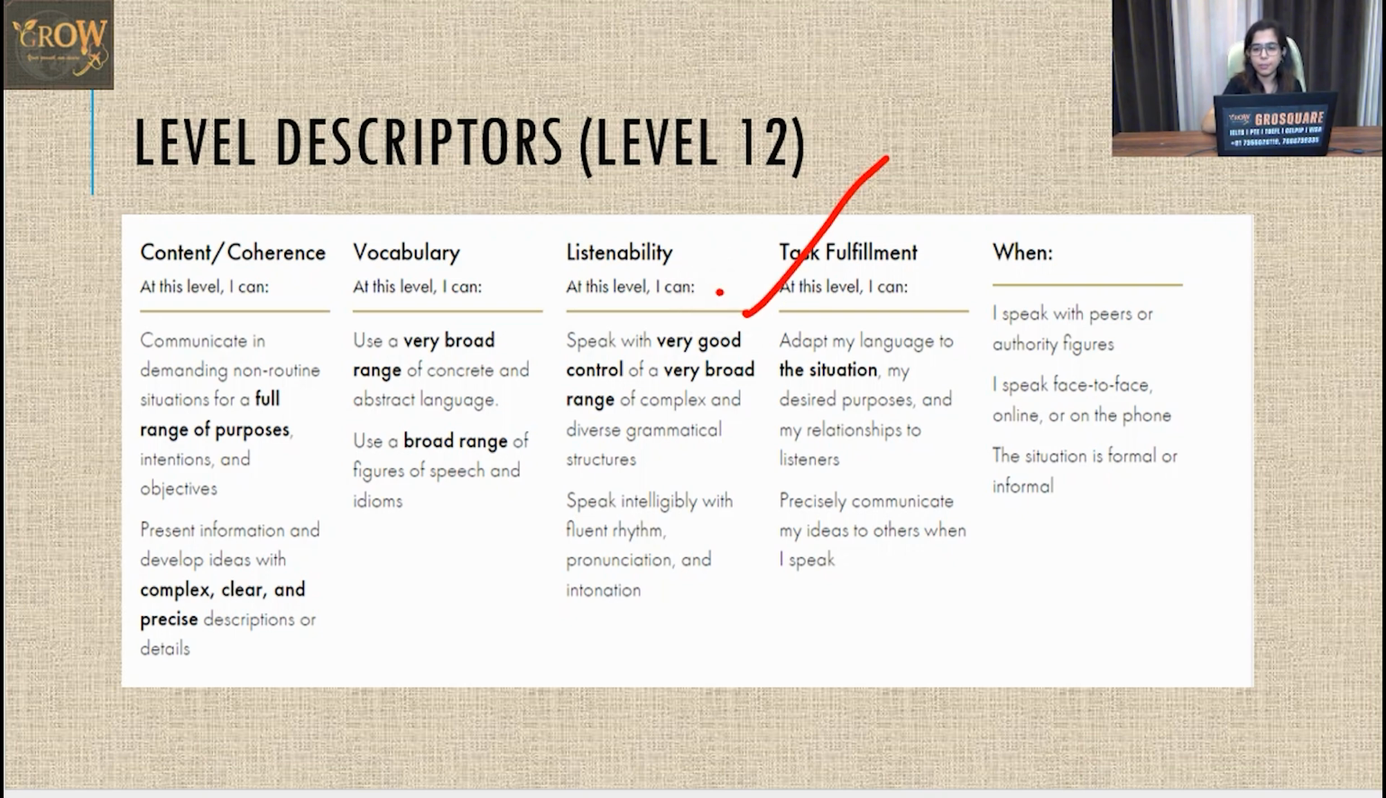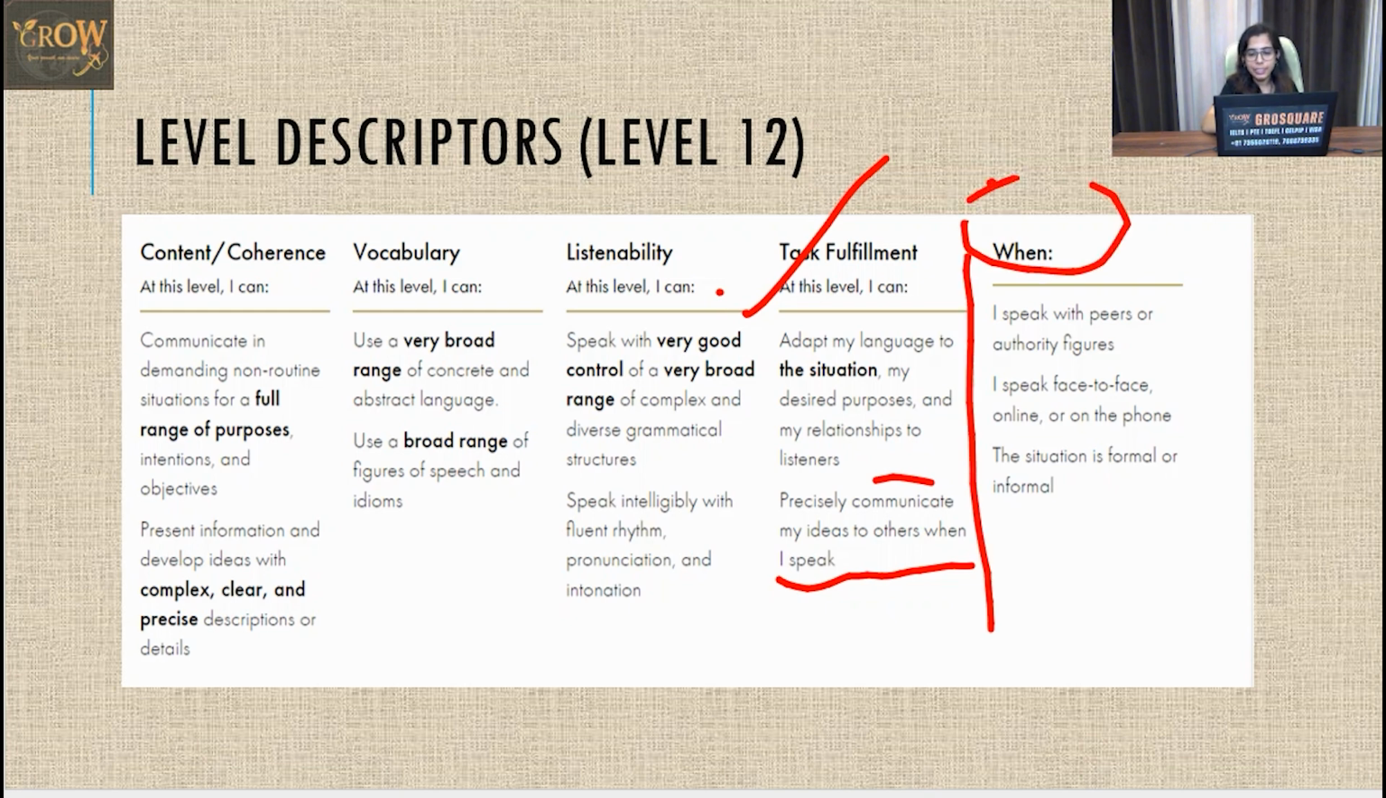Next is task fulfillment. In this, I adapt my language to the situation, my desired purposes and my relationship to the listeners. Suppose I'm talking to my relatives, then it would be in a respectful manner, while if I'm talking to one of my friends, then the conversation can be in an informal manner. This is the tone that we need to keep in our mind.